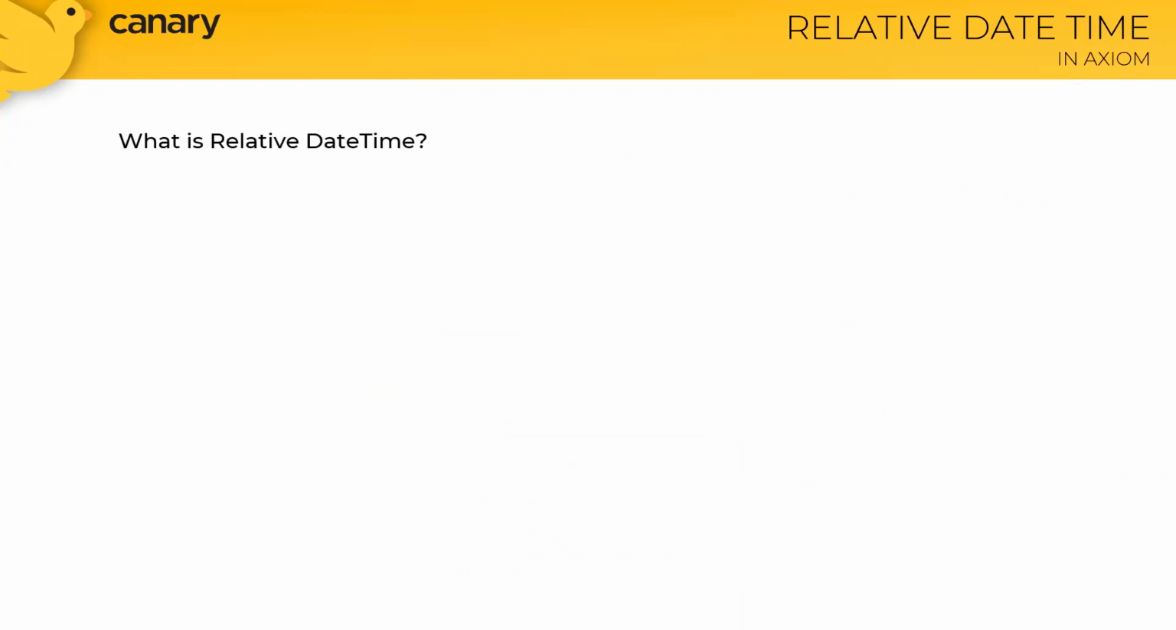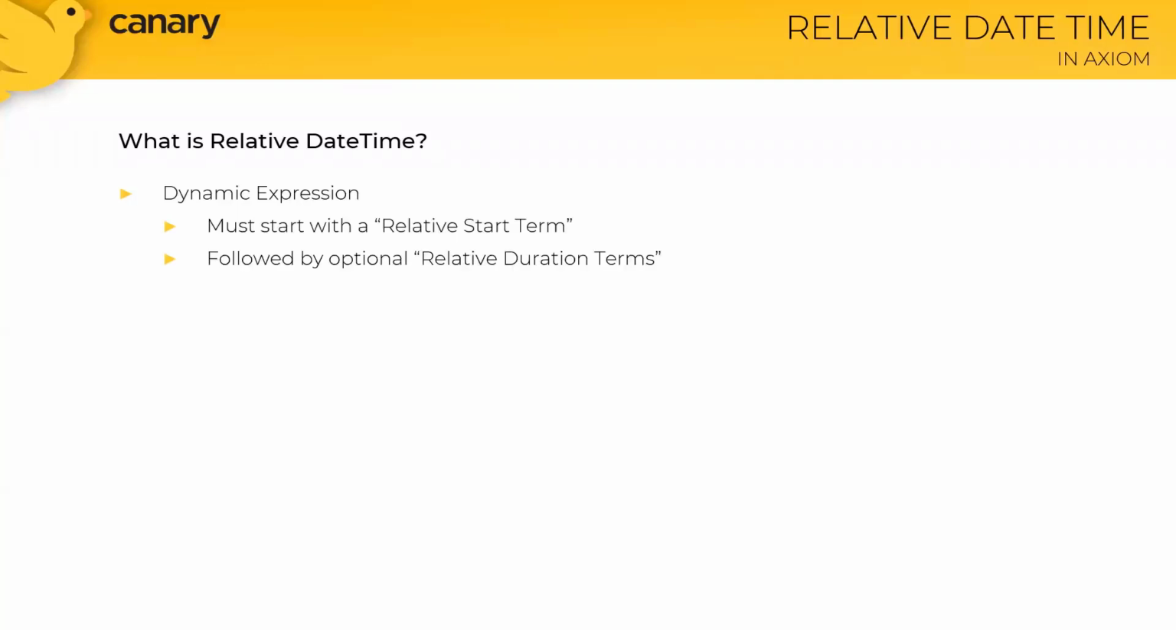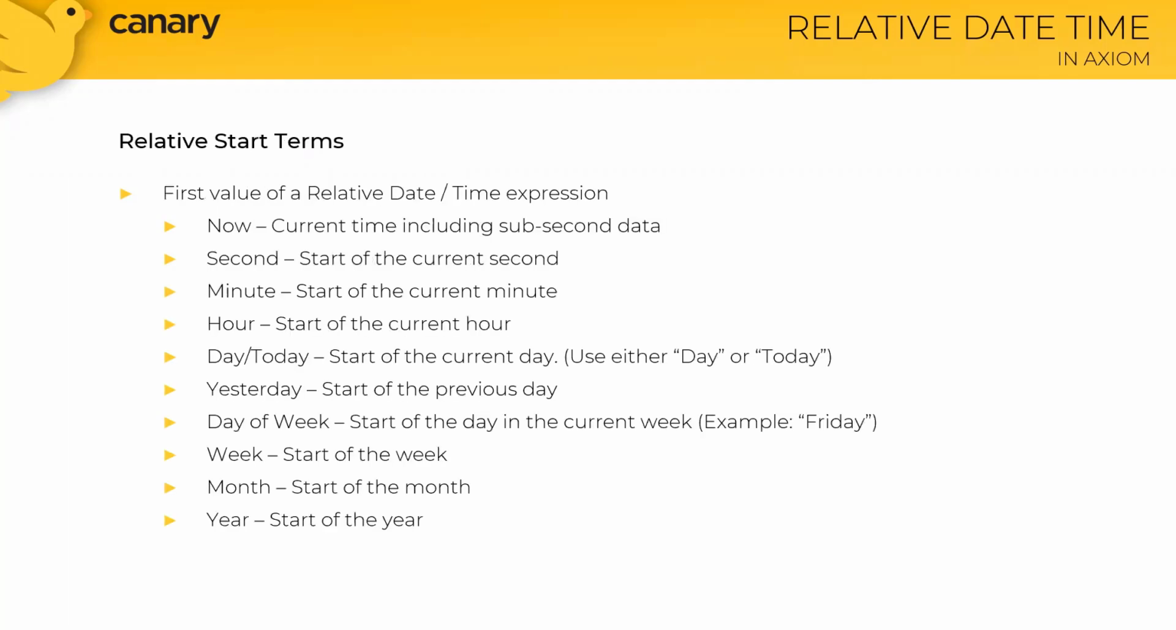So a relative date time is a dynamic expression that must start with a relative start term, followed by optional relative duration terms, and they can be added or subtracted from the start term value. Now here's a list of relative start terms. So you can look at anything from now, which would include the current sub-second data, all the way down to a second, minute, hour, or even the start of a year.